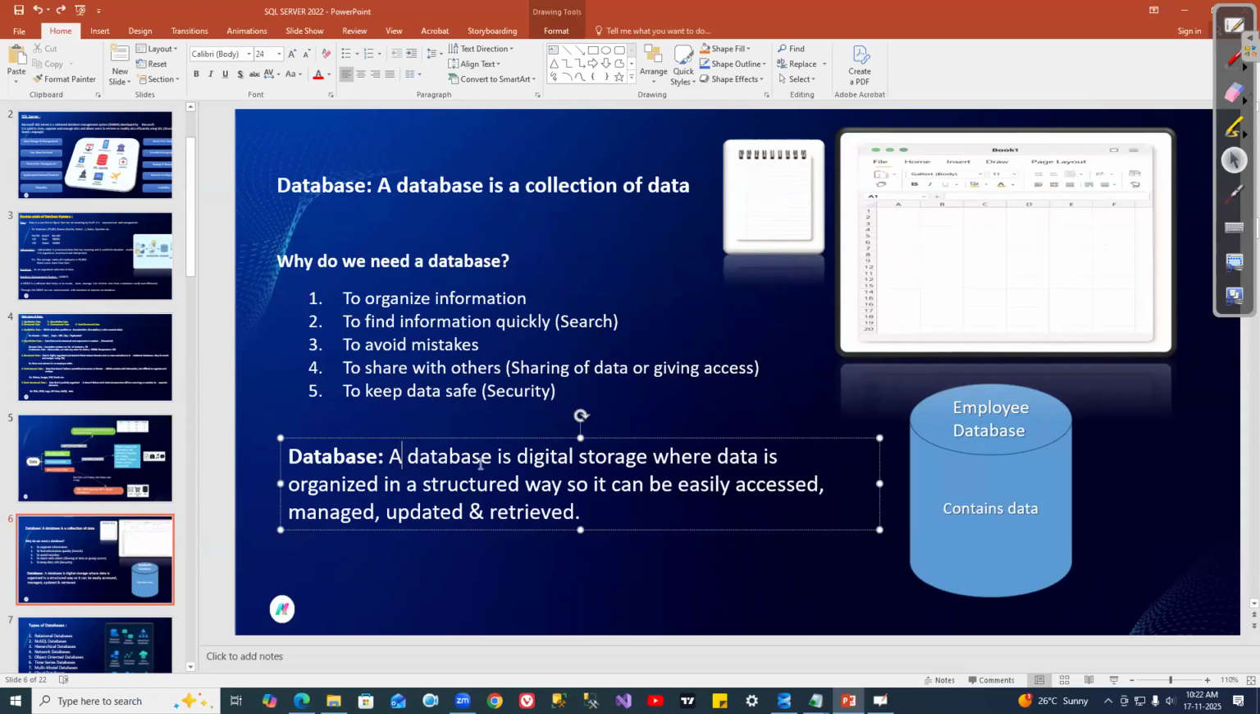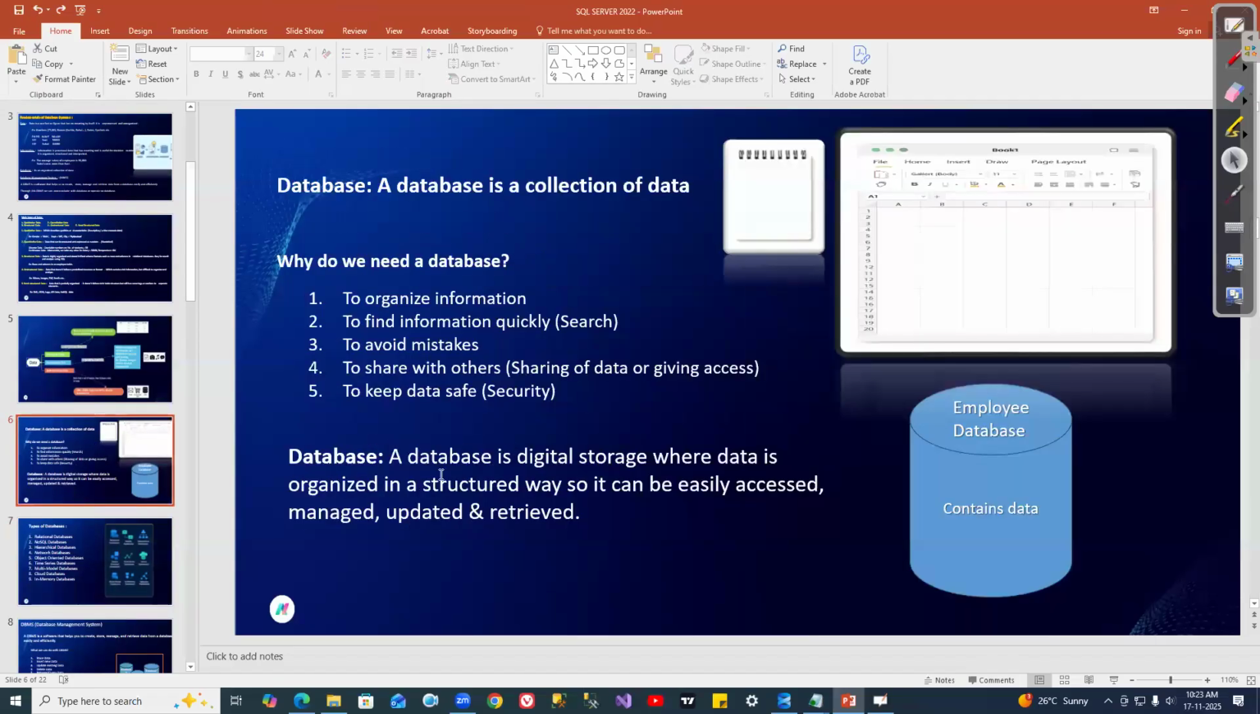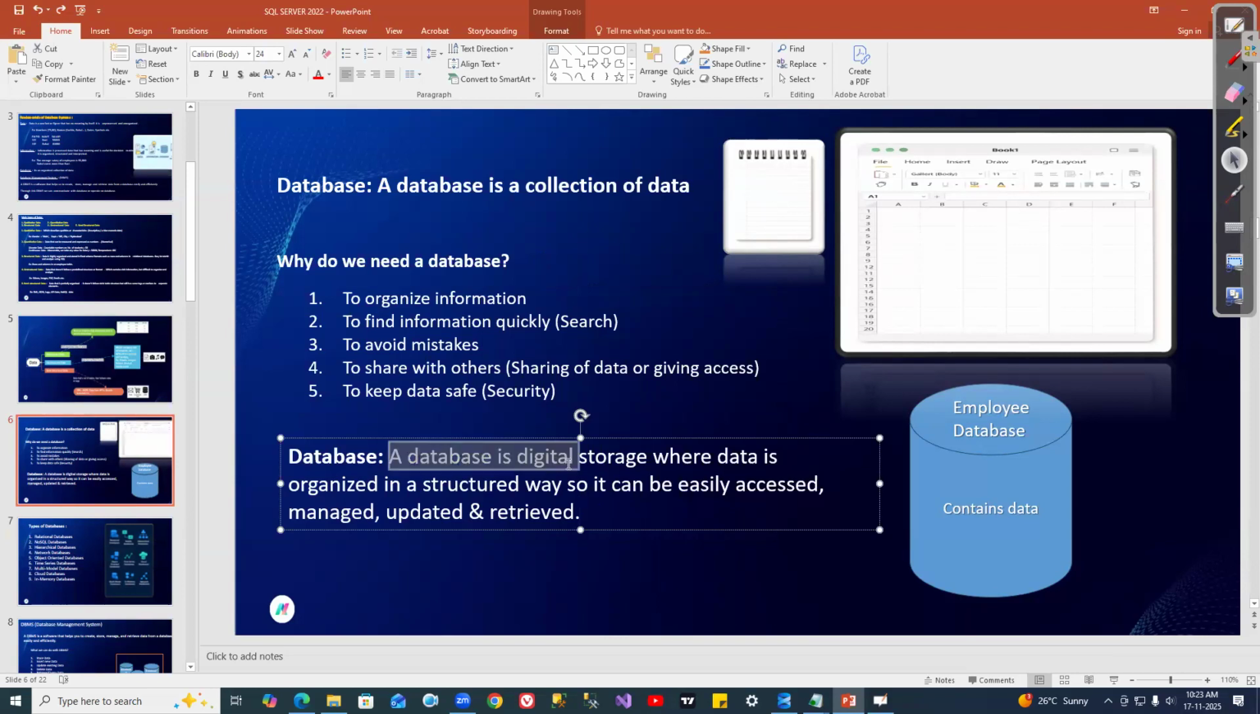Another definition for database: a database is a digital storage where data is organized in a structured way so it can be easily accessed, managed, updated and retrieved. That is a database. See here, it contains data. It is an employee database.